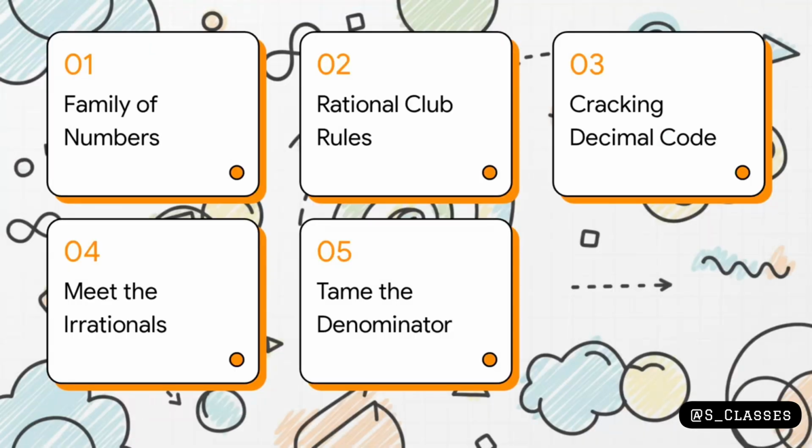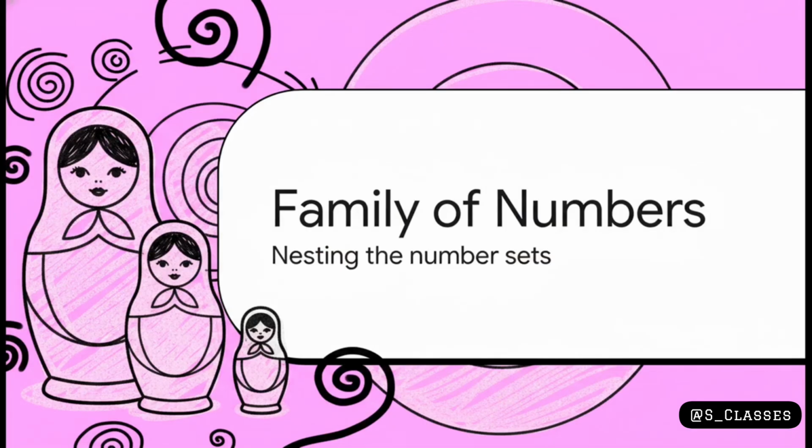Here is our roadmap for today. First up, the family of numbers. Second, rules of the rational club. Third, cracking the decimal code. Fourth, meet the irrationals. And finally, taming the denominator. Let's get to it. All right, part 1, the family of numbers.